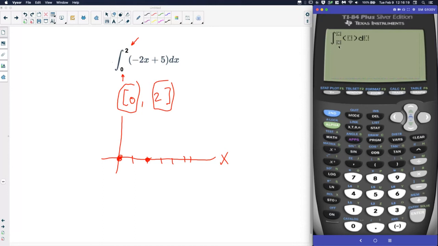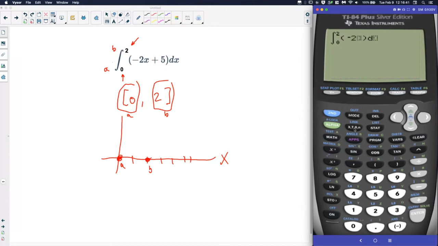So the starting point is always on the bottom. The end point is always on top. We usually say A, and that's B. From A to B. So 0, that's where we start. We end at 2. A good way to remember this is Drake. Start at the bottom, now at the top.